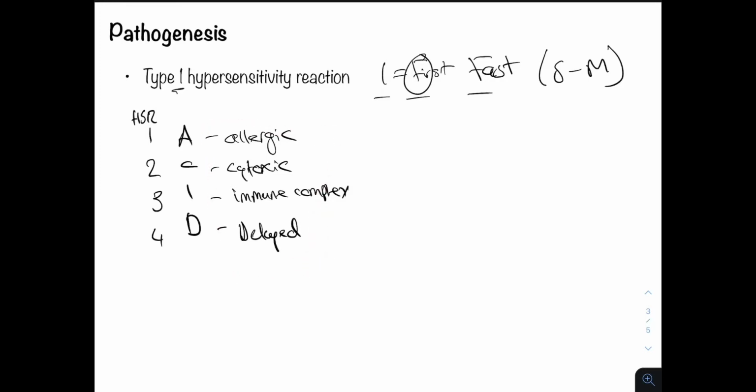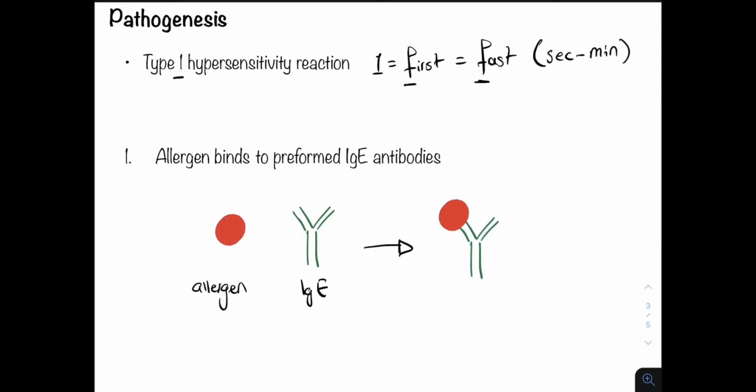So anaphylaxis is a type 1 hypersensitivity reaction and is the result of an allergic reaction. The patient is allergic to something and this causes a reaction. So let's go through these steps. First, the patient is exposed to the allergen. The allergen binds to the preformed IgE antibodies, and these two bind, forming this complex here.